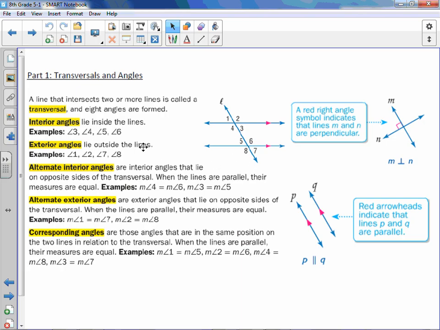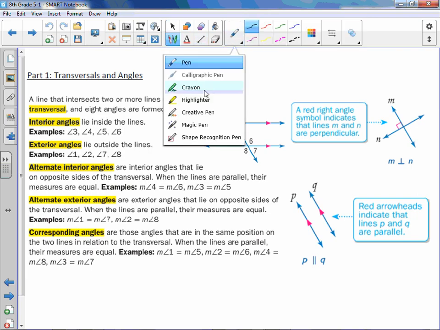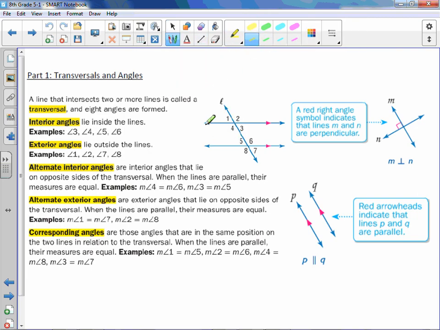Interior angles lie inside the lines. So here are our lines right here. The interior angles are the ones inside those two lines. So 3, 4, 5, and 6 are inside those two yellow lines. So those we call interior angles.